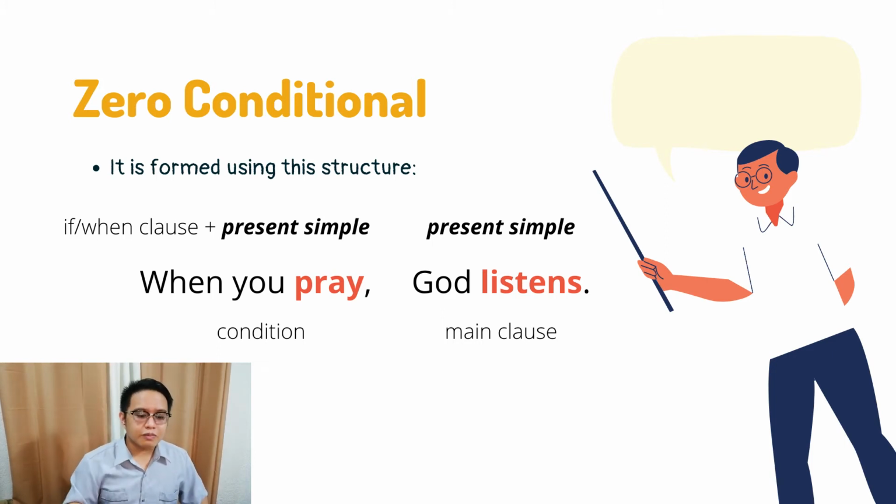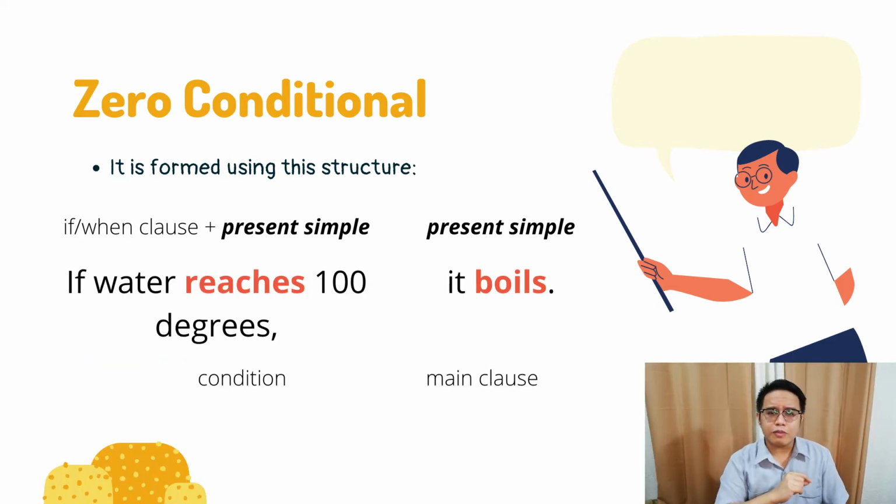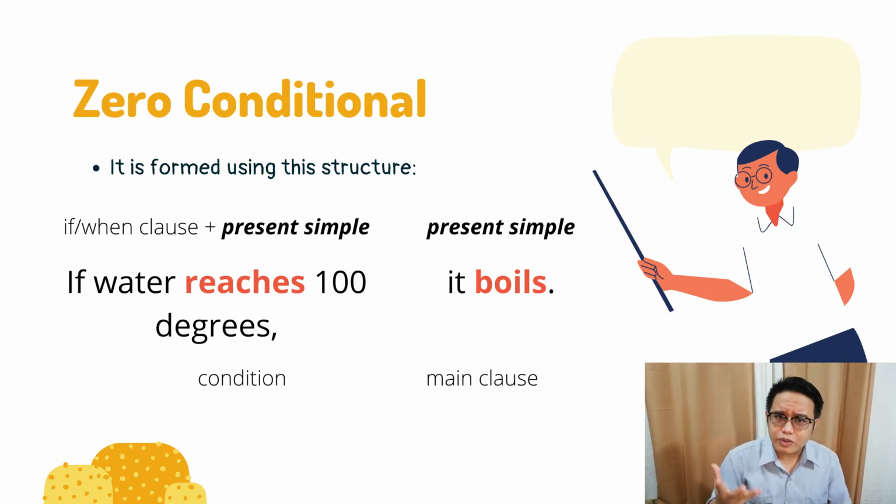Okay? Now, another example is here, where we use if. Now, if water reaches 100 degrees, it boils. Isn't this a truth? So if water reaches 100 degrees, it always boils. That's truth. It always happens. So if a thing always happens, then it is a zero conditional. It uses the if or when clause plus the present simple tense, and the main clause is also in the present simple tense. So, we have here, if water reaches 100 degrees, it boils.